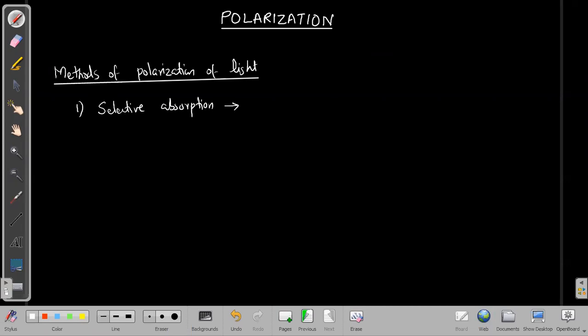The examples are a wire grid polarizer or a Polaroid. So their light is polarized by using the concept of selective absorption, also called dichroism. That is, selectively it absorbs some component of the electric field and transmits the other component of the electric field. Okay, so that is one way, and the second way is by reflection.